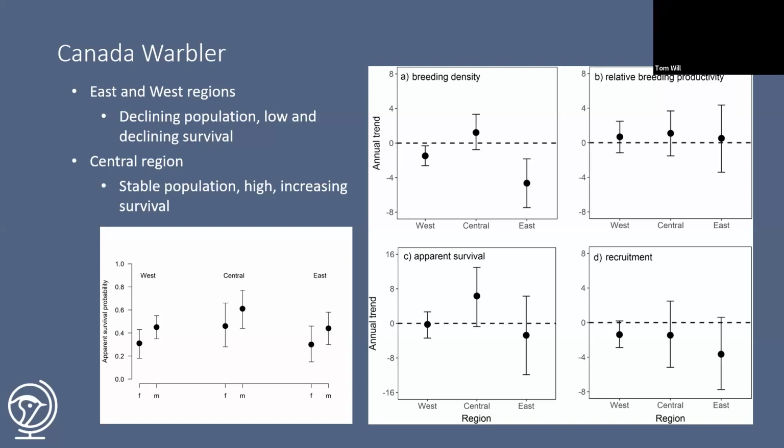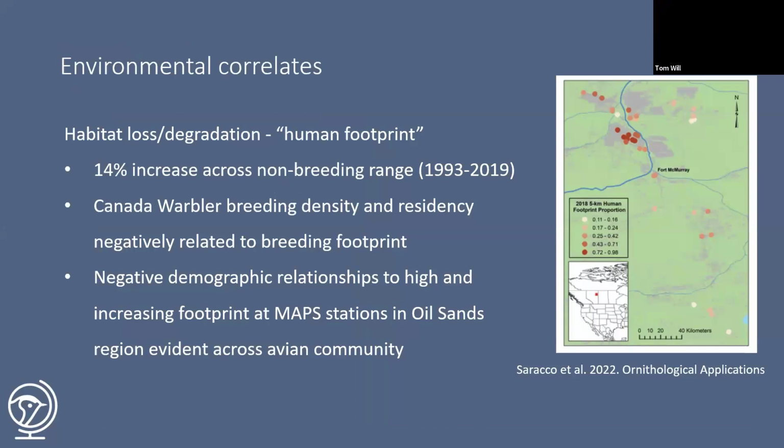Trends in survival may be tending to increase in the central region as well. Recruitment is tending to be low across the regions. We didn't find any real difference in productivity or trends in productivity. So it seems like differences in trends come down to survival and recruitment for Canada Warbler. From that, he also looked at changes in anthropogenic footprint. It incorporates a whole bunch of metrics: forest loss, population density, basically any kind of human disturbance on the landscape.